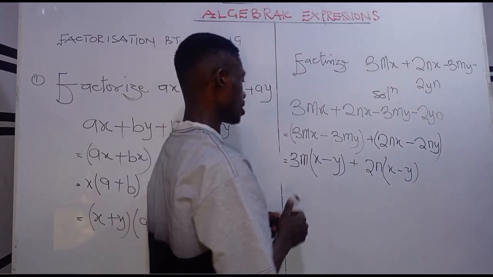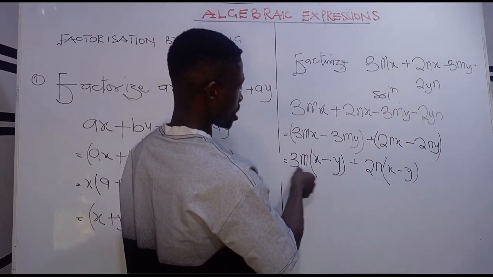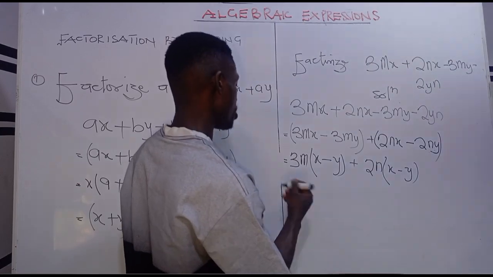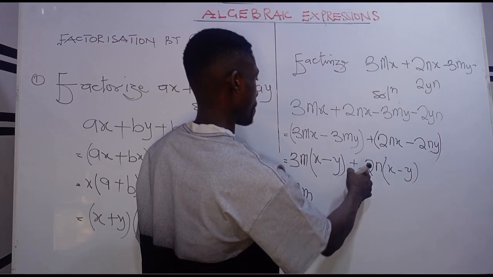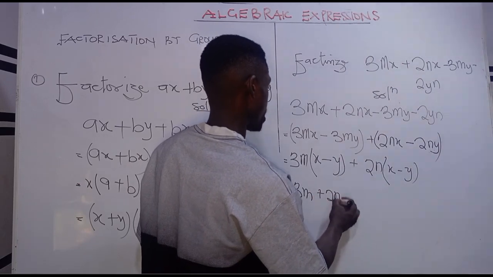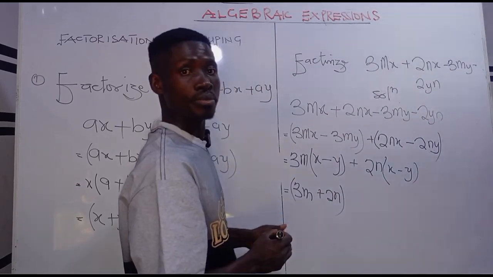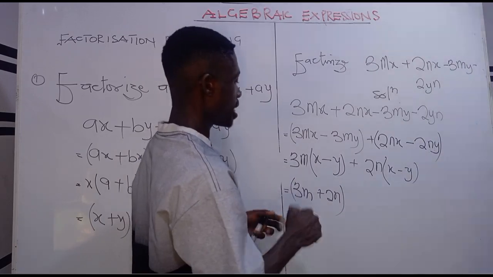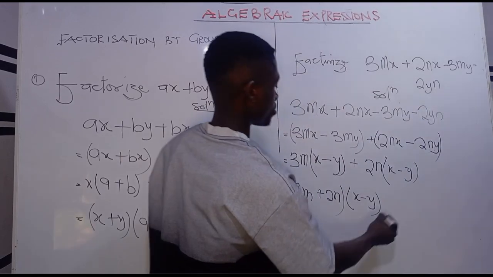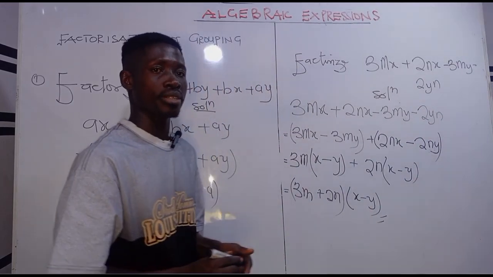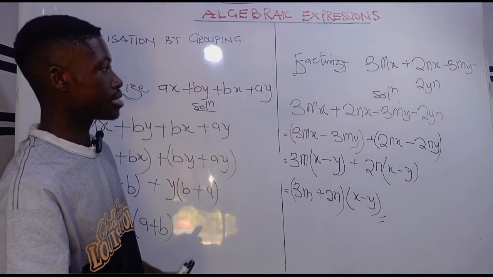So we can proceed. We pick those numbers outside the bracket and put them also in a bracket. So we have 3m plus 2n. Then we pick any of the brackets, so we have x minus y. And voila, we are done. Very, very simple and easy.